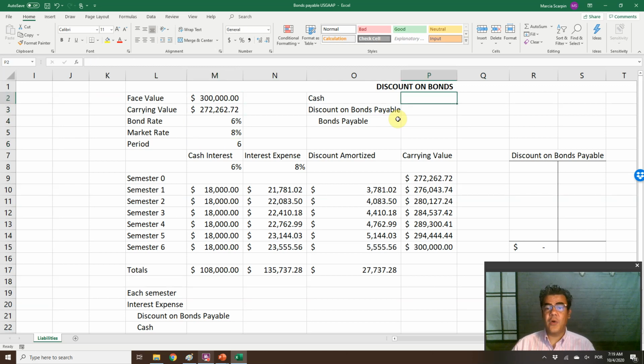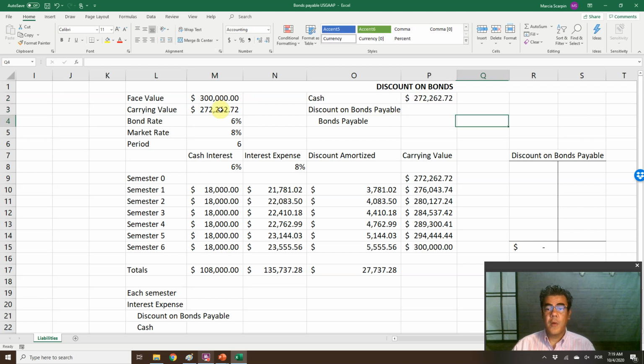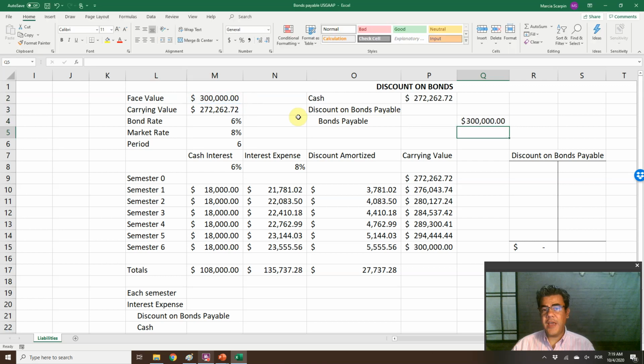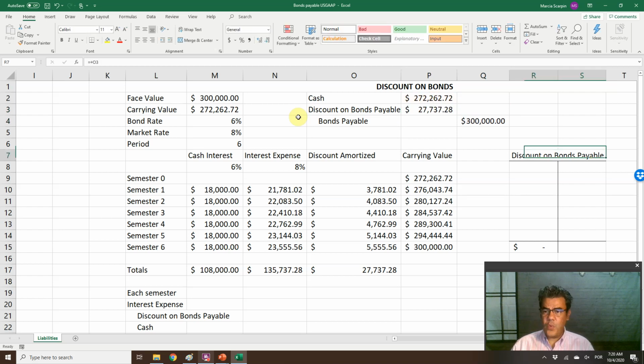What is the journal entry? Cash, 272. Bonds payable is our face value or future value, 300. Now we need a debit to balance it. 300,000 less 272. So we have here a debit of 27.